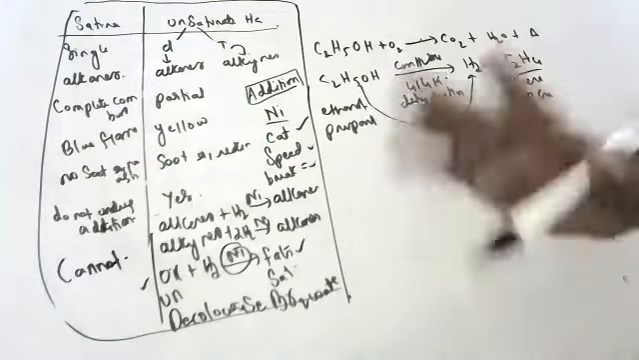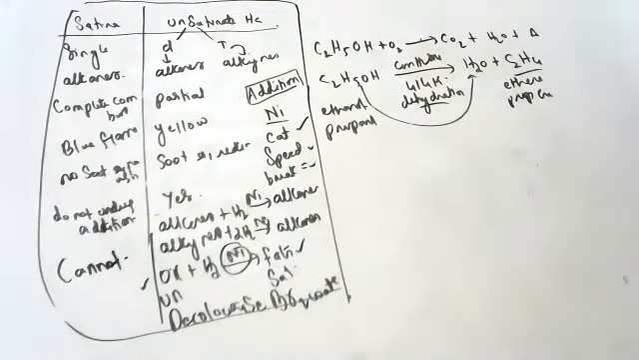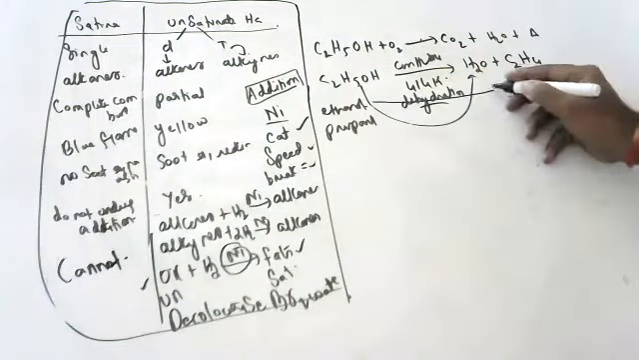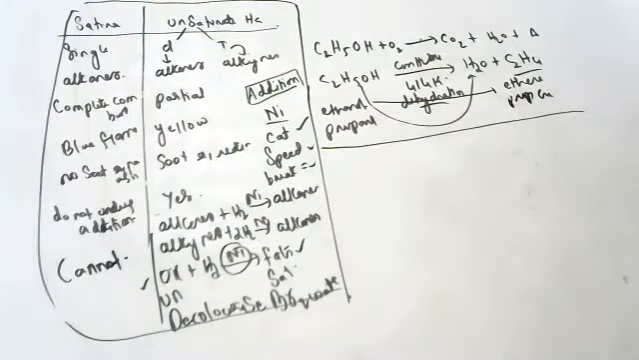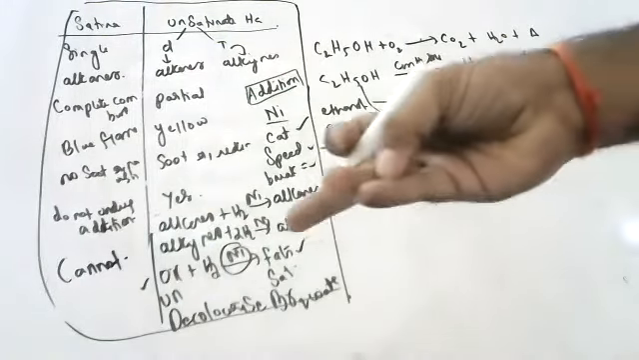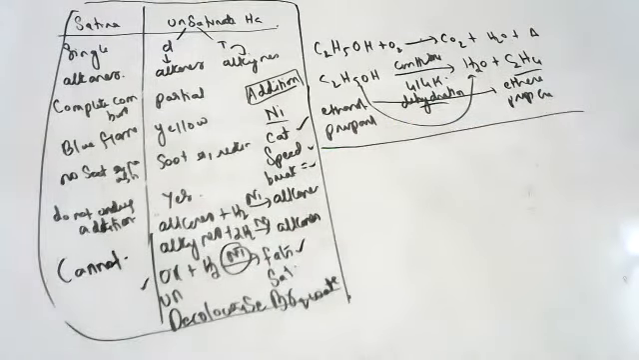Not possible. Methanol is there, but methene is not there, so the reaction is not possible. It starts from ethanol. Alcohols on dehydration give alkenes. Do not forget, very, very important. Next question.